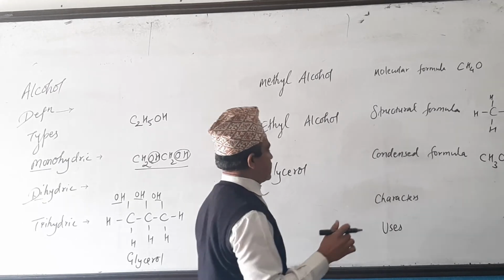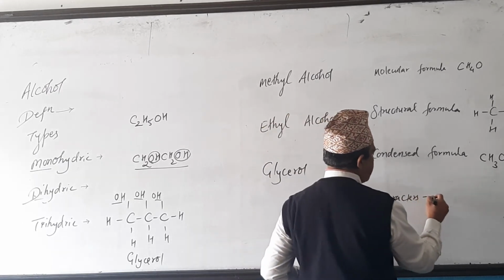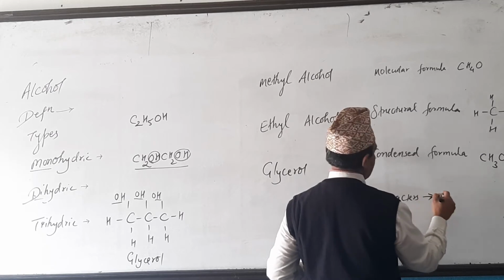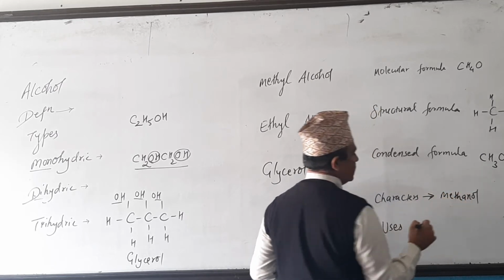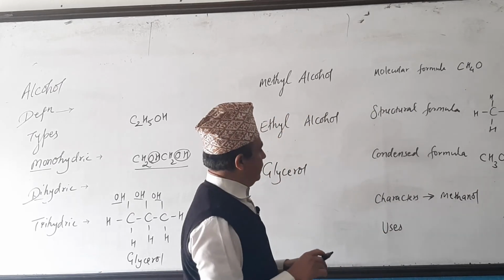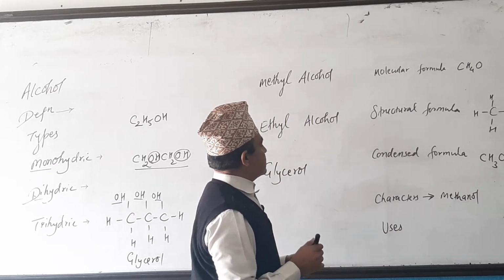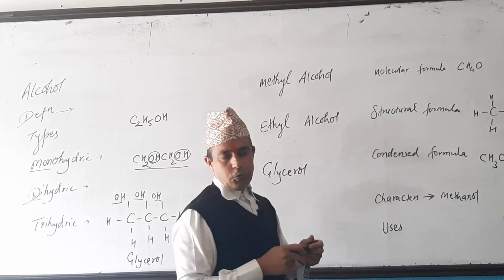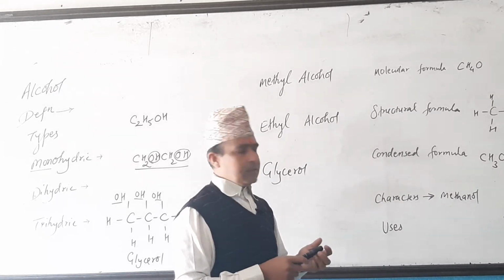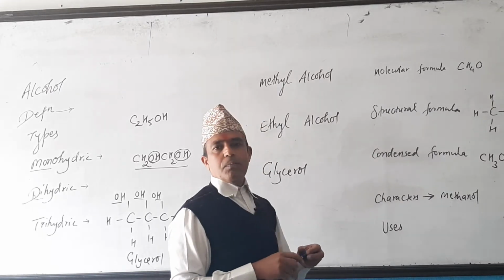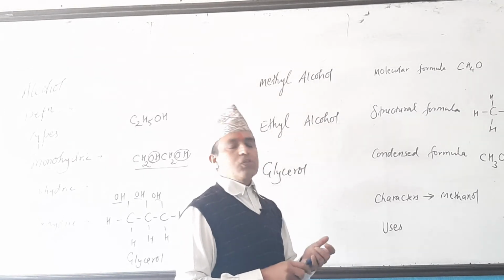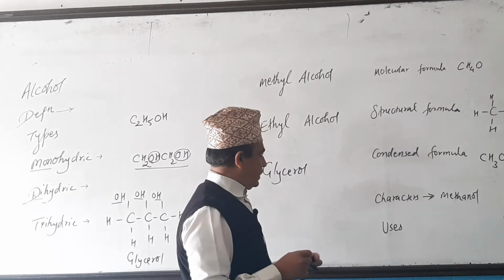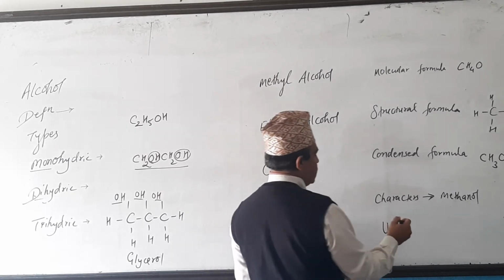Now characteristics. So methyl alcohol is also called methanol. What is it called? Methanol. It is the first member of alcohol group. It has pungent smell, so we can find out its distinct odor. These are the characteristics.